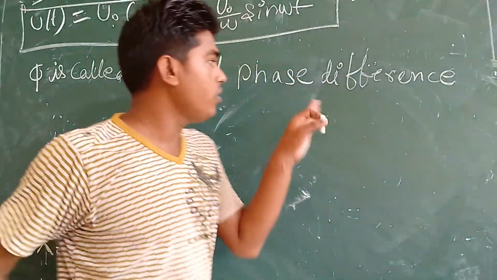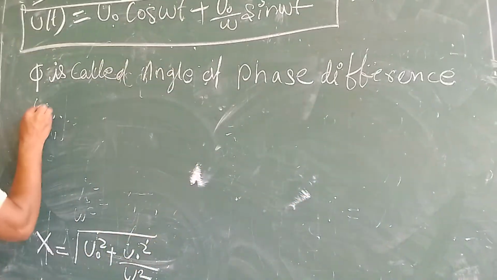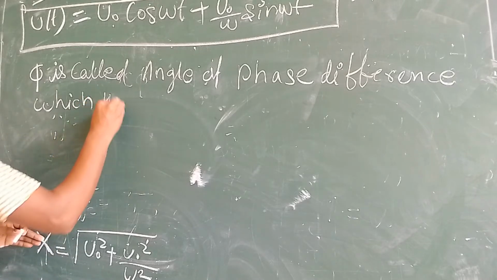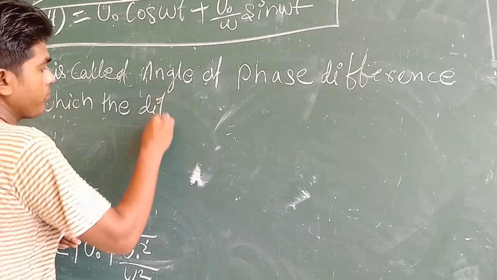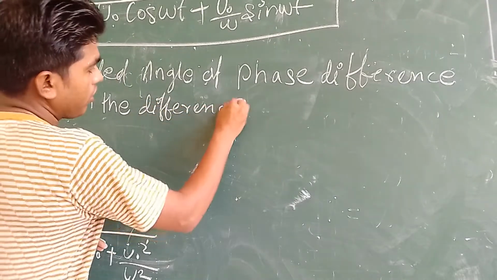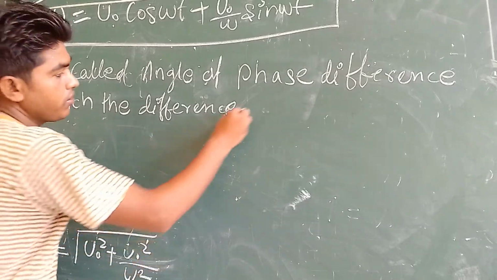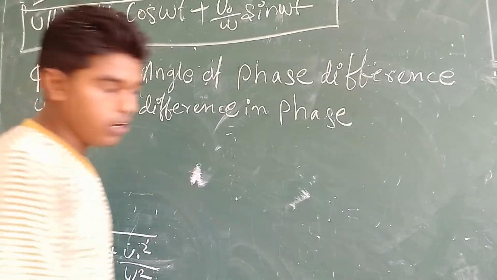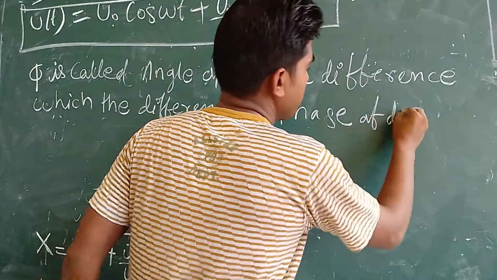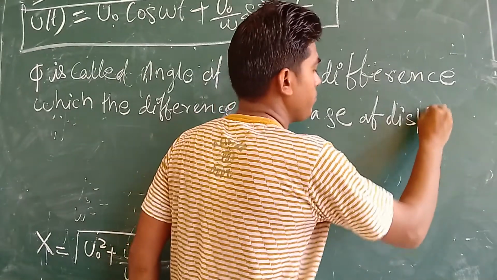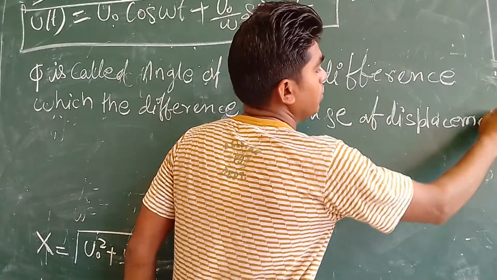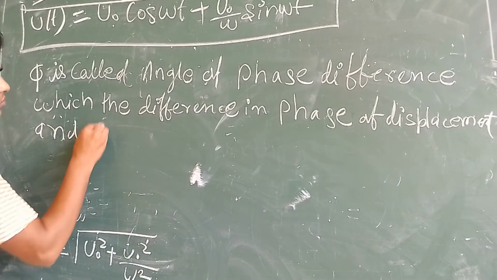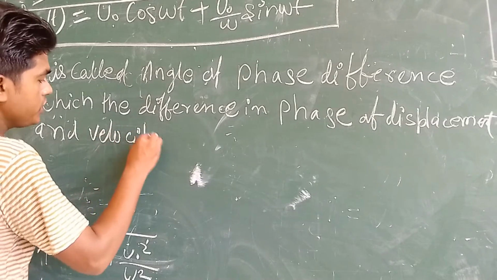Angle of phase difference, which is the difference in the phase of displacement and velocity.